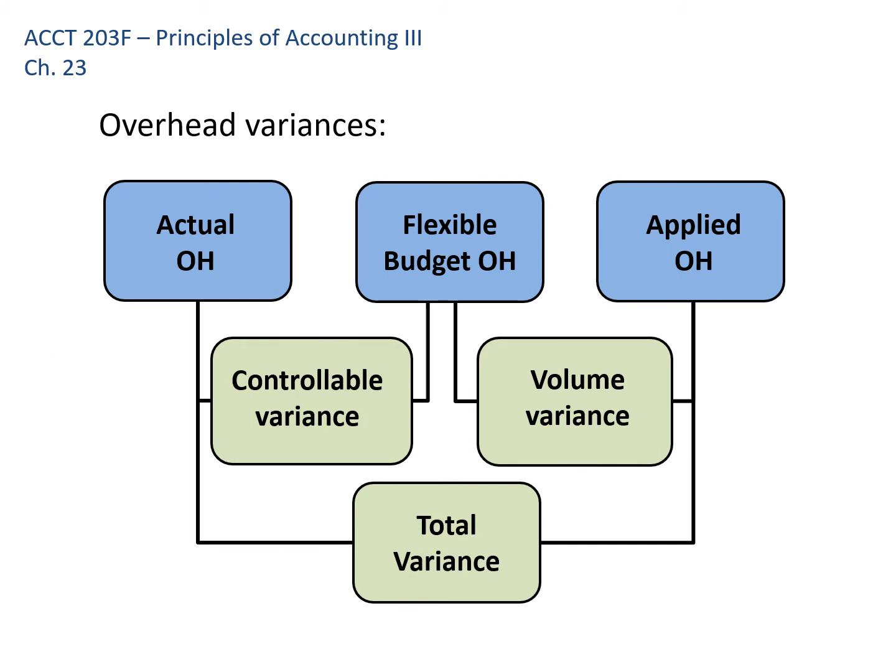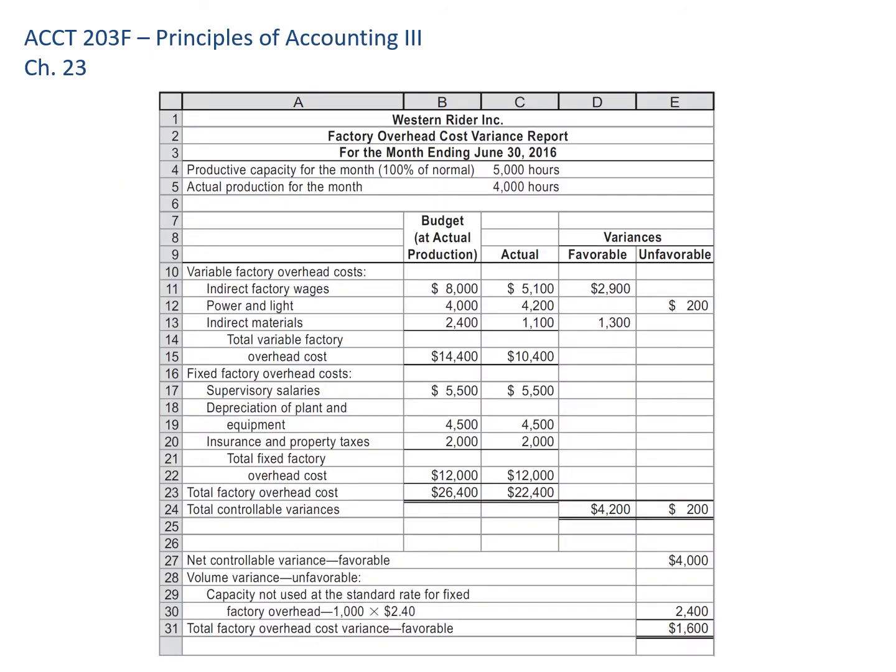I think the easiest way to do this is to work through a problem together. I'll post a separate video where I work through a problem like this, and I think that will help you. Here's one way to take a look at this. We have what the actual was at the budget at actual production. The flexible budget is the column in B there, and then the actual spending, and we can look at where there were deviations to drill down to where there might be particular problems.